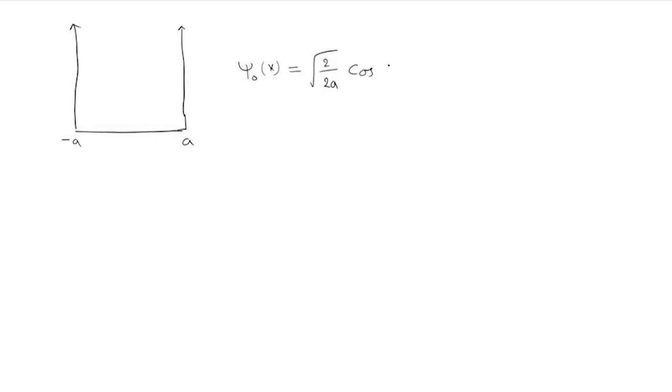Let's see. If it is cos, we are interested in the ground state, pi x over length. Length is again 2a. You can check: you substitute x equal to -a and a, and it goes to 0. So you will get a wave function which looks like this. So this is the ground state.